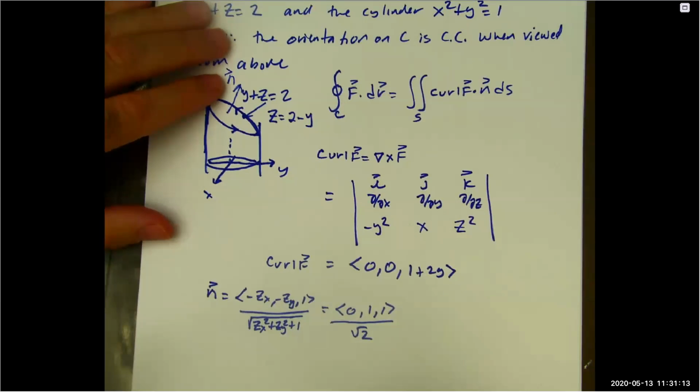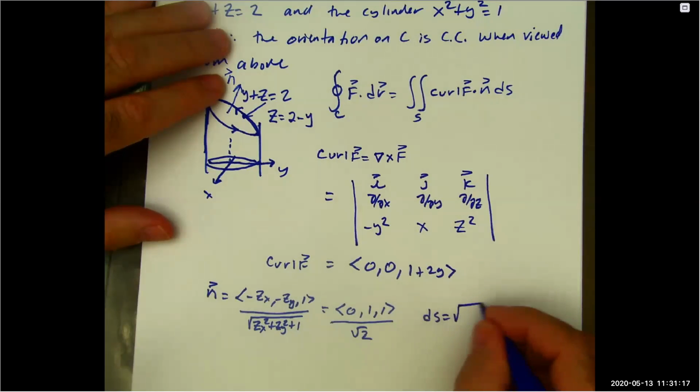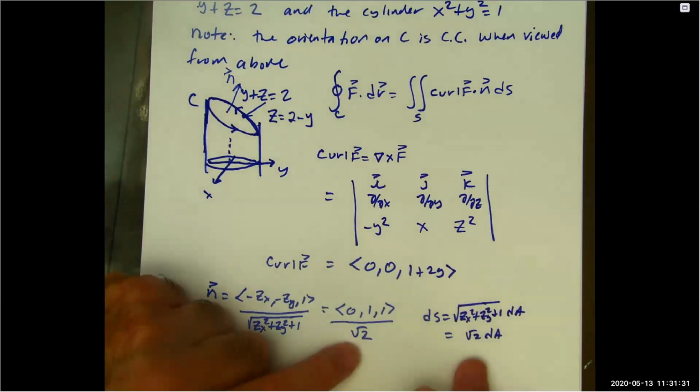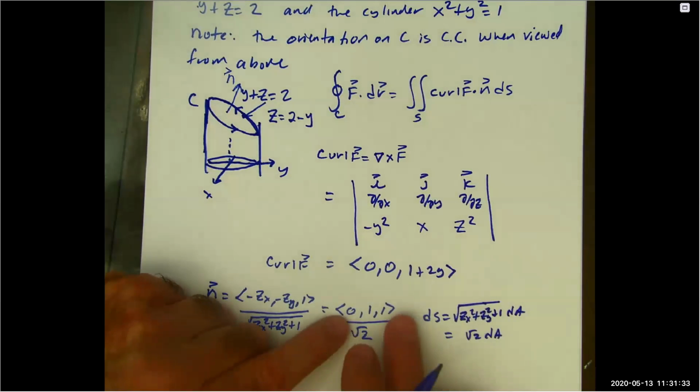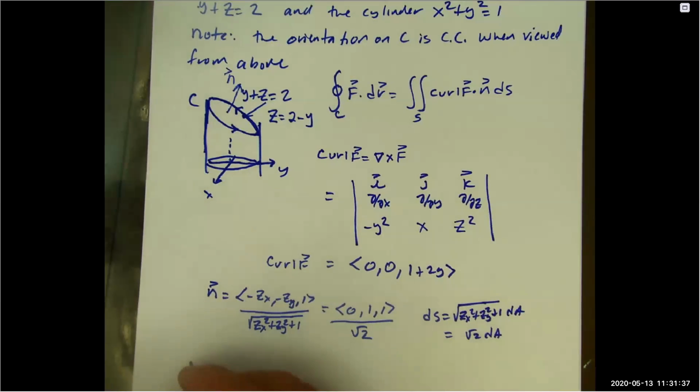Now remember that the dS is also going to be equal to the square root of Zx squared plus Zy squared plus 1 times dA. So in this case, we're going to get root 2 times dA. So when we're multiplying these, the root 2 is going to cancel, and then we're going to have this dotted with the curl.